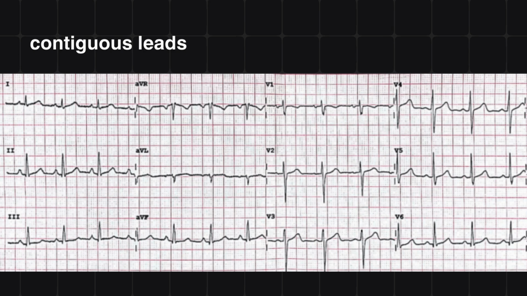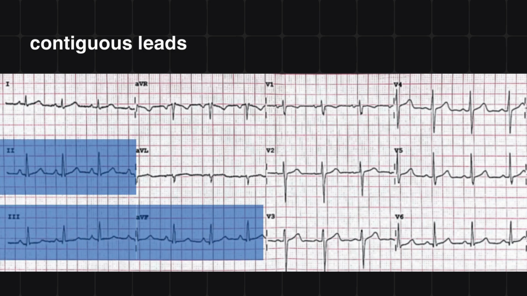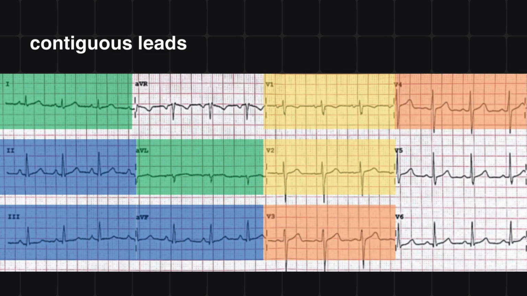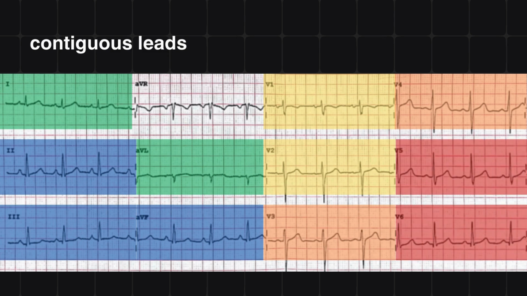The first contiguous leads are lead 2, 3, and AVF. These represent the inferior wall of the heart, supplied by the right coronary. Next comes lead 1 and AVL, representing the superior lateral wall, supplied by left circumflex artery. Coming to the chest leads. V1 and V2 represent the septum, while V3 and V4 represent the anterior wall. These are supplied by left anterior descending artery. And lastly V5 and V6 show the lateral wall, supplied by left circumflex artery.